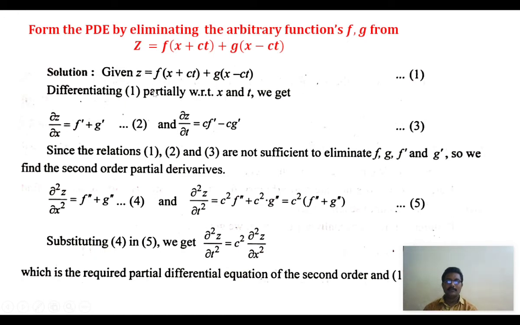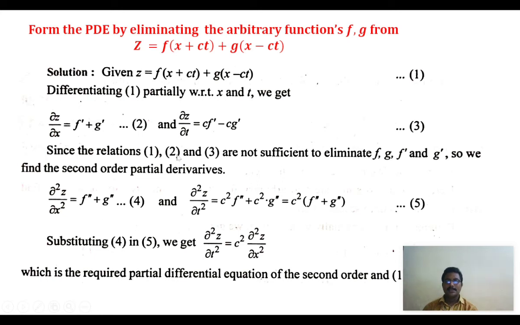Similarly, z is differentiated partially with respect to t, keeping x as constant. The derivative of f is f dash, and the derivative of x plus ct is c, so we will have c f dash. The derivative of g is g dash, but the derivative of x is 0 and the derivative of minus ct is minus c. So these are the values of dou z by dou x and dou z by dou t.